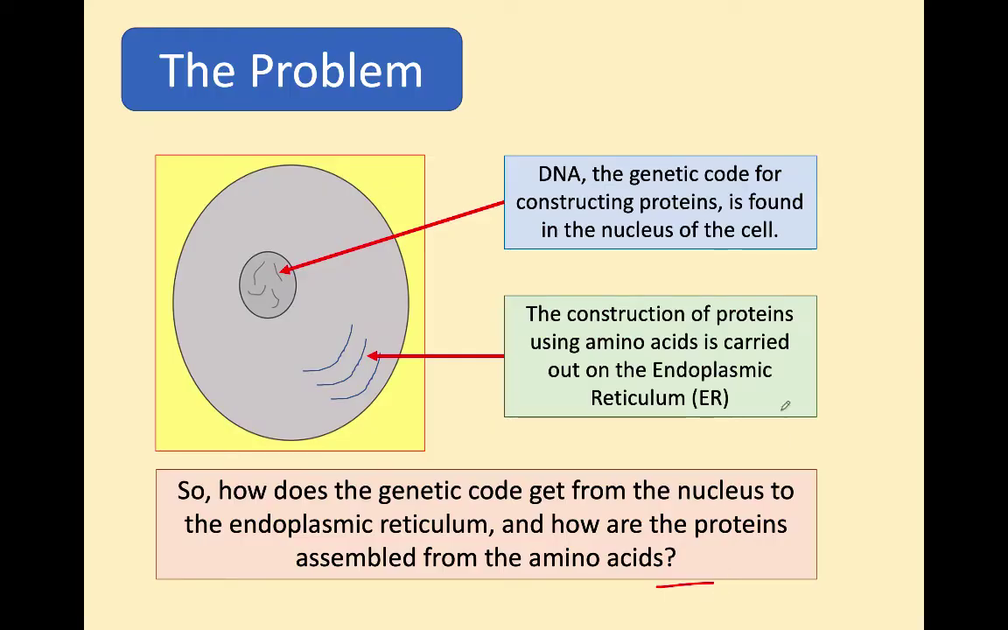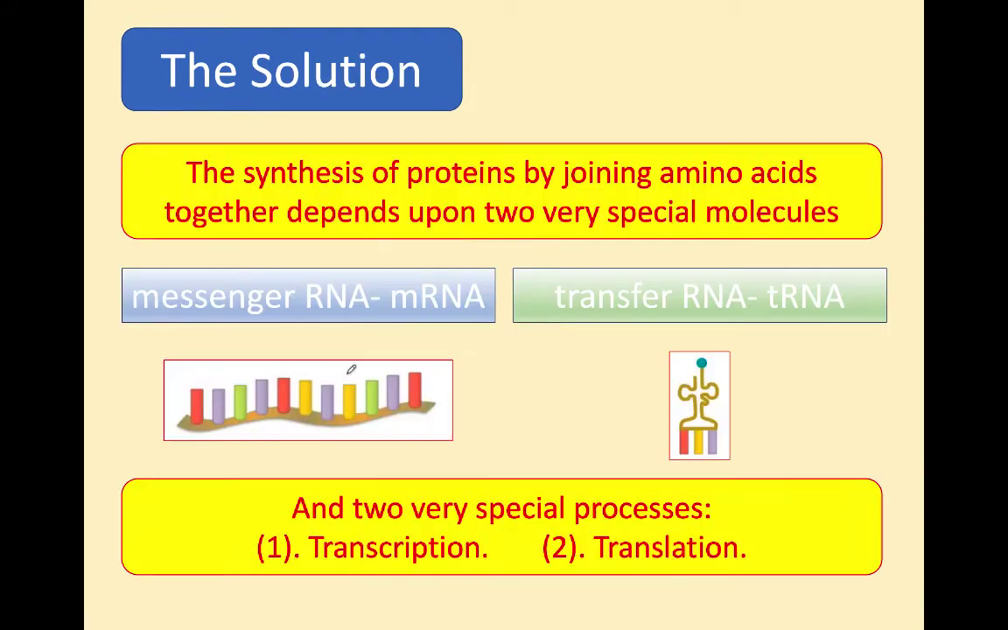Now there's a problem, and it's quite a big problem, in that DNA, which is the genetic code for making proteins, the instructions, are found in the nucleus of the cell. So the instructions are here. Now, the site where proteins are made is called the endoplasmic reticulum, and that's also in the cell, but it's over here. So the question is, how does genetic code get from the nucleus here to the endoplasmic reticulum here, and also how are the proteins assembled from amino acids? Thankfully, there's a very, very clever solution.